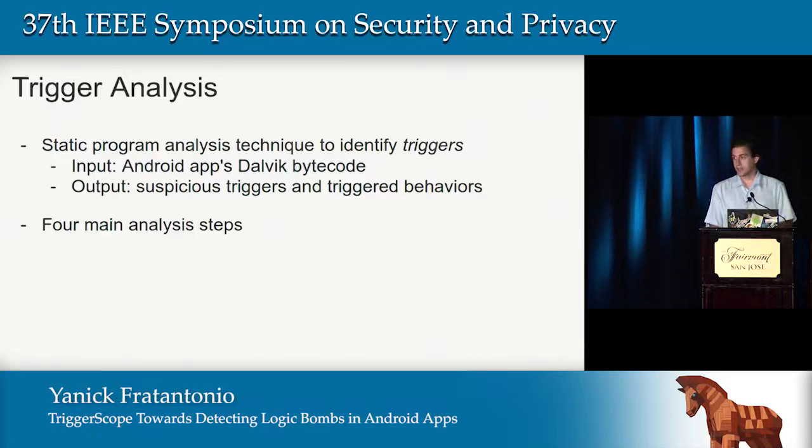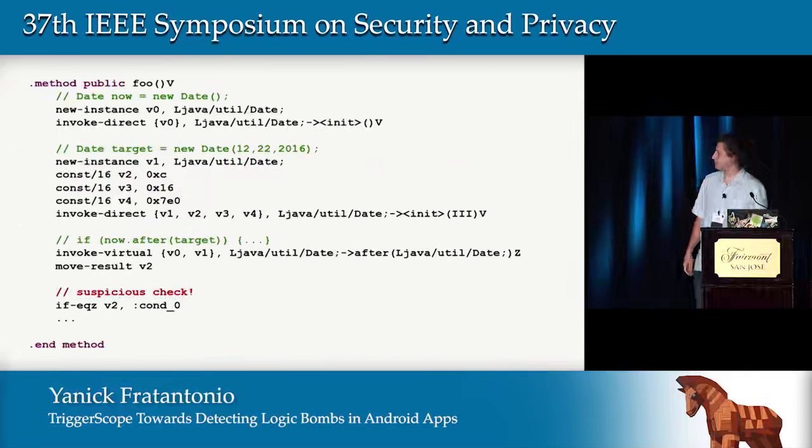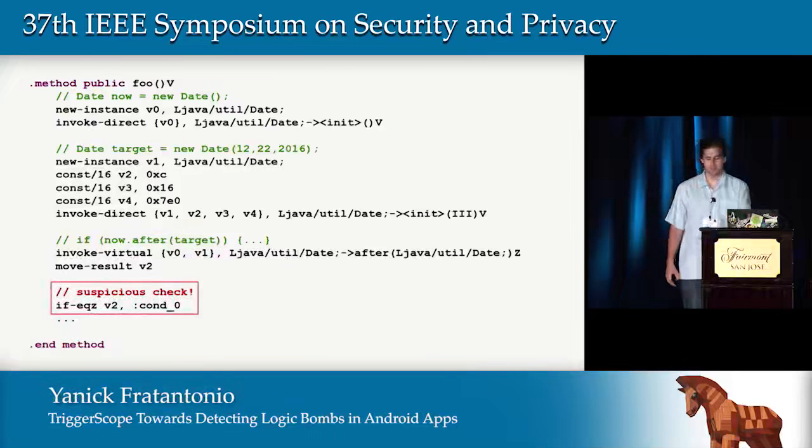The analysis is constituted by four main analysis steps. Of course, I'm going to give you an overview today. There are many, many details in the paper, so you're welcome to check that out. I'm going to simulate what the analysis would do by analyzing the simple example I showed in the previous slide. The input, as I said, is Dalvik bytecode, something ugly like this. Don't bother reading it. What I want to point out is that a suspicious check looks like this. It's just an if bytecode instruction, and it doesn't tell us much, right?